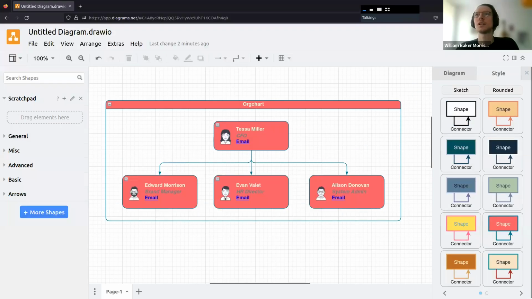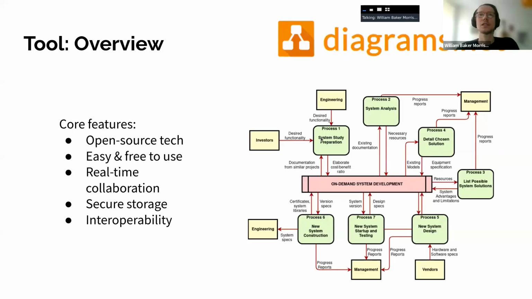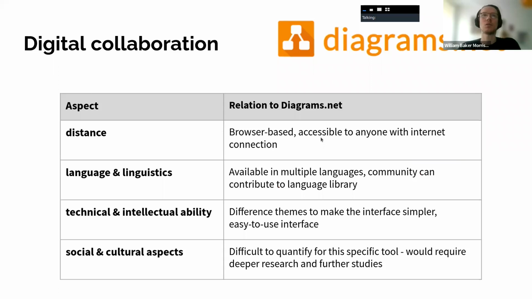So let us just go back to the presentation then, where we look at some of these aspects of digital collaboration outlined in the GIST framework. So firstly, distance. Diagrams.net is browser-based, can be accessible to anyone with an internet connection worldwide.